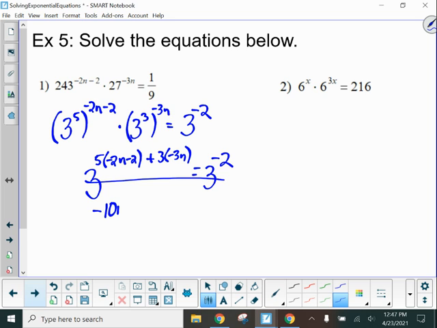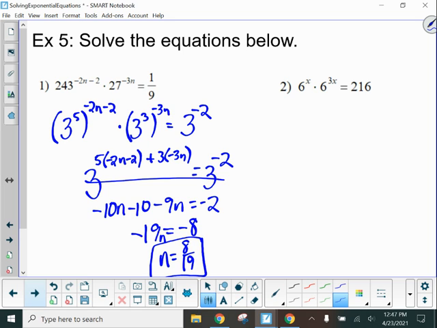So this is going to be negative 10n minus 10 minus 9n equals negative 2. So I have negative 19n is equal to, if I add the 10 to both sides, I get negative 8. Divide, and we get n is equal to 8 over 19. I think I missed something here. Oh, this 8 is not negative, this 8 is positive. So your final answer is going to be negative.